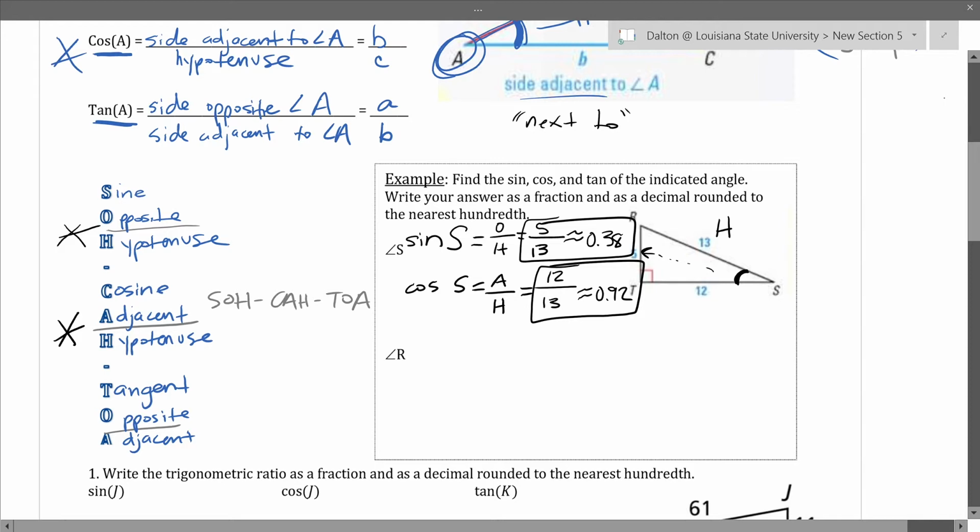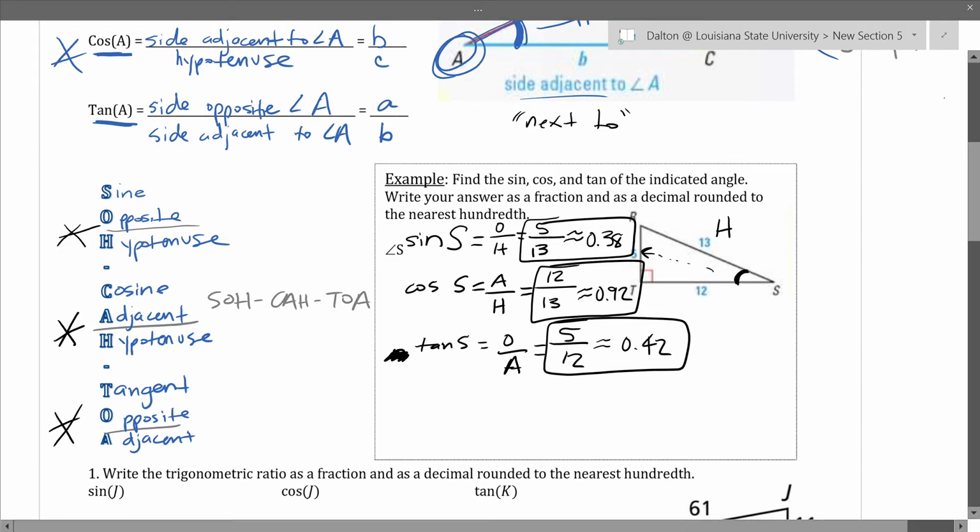And then lastly, the tangent of S, I'm going to move to angle R. The tangent of S, using this ratio, is O over A, opposite over adjacent. So opposite of angle S is 5, over the adjacent, we said was 12. Put that in your calculator, you get about 0.42. So that is the sine and the cosine and the tangent of angle S.